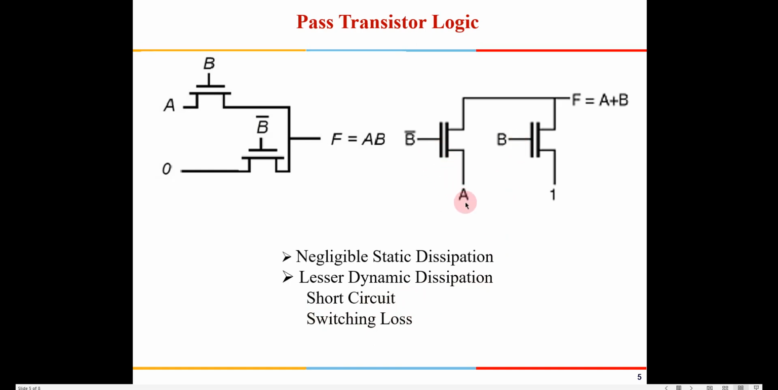Also, the short circuit currents: like we saw, there will be short circuit currents when the input is transitioning from 0 to 1, as there is a path available from VDD to ground.